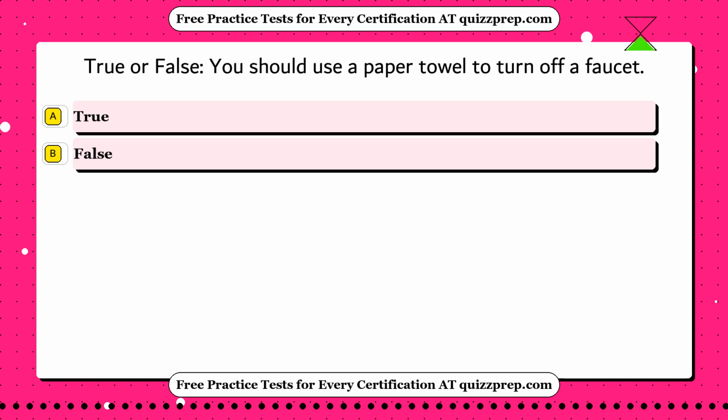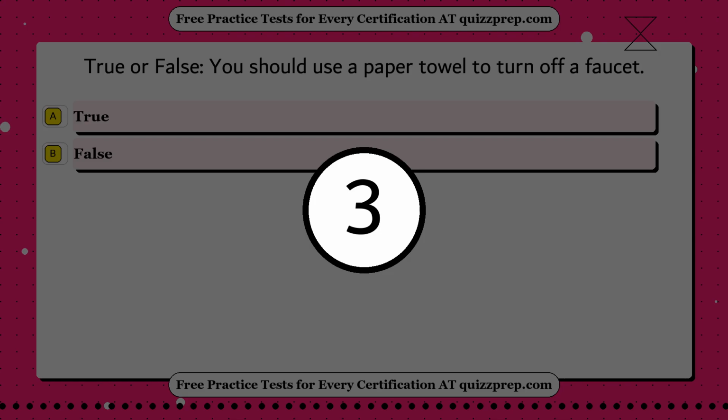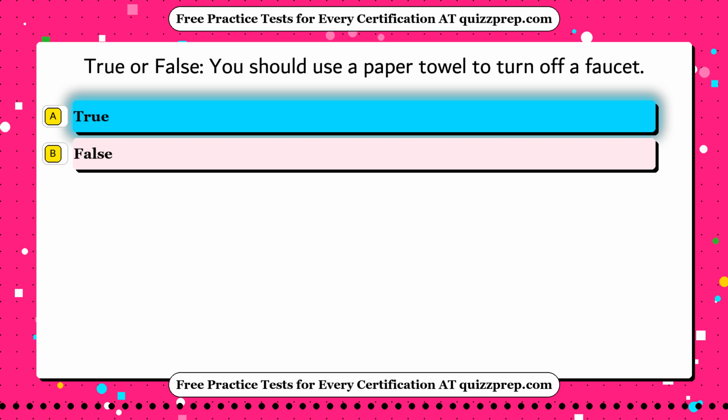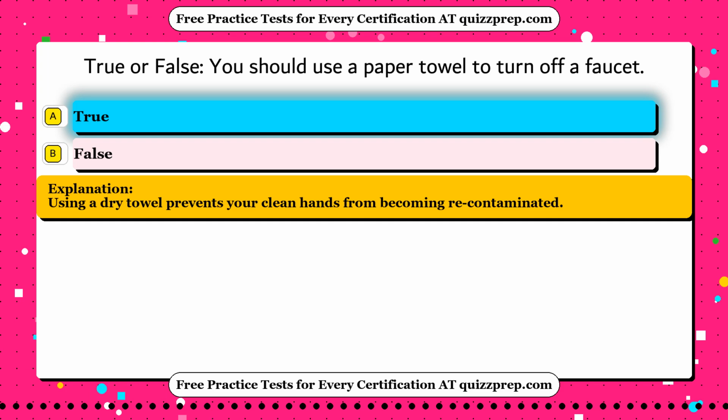Question 145. True or false, you should use a paper towel to turn off a faucet? Option A, true. Option B, false. The correct answer is option A, true. Using a dry towel prevents your clean hands from becoming recontaminated.